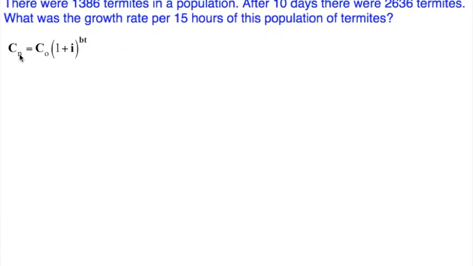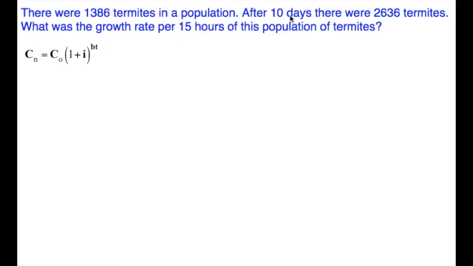Our growth function, C sub n is equal to C sub 0 times 1 plus our growth rate, i, to the power of bt, where b is 1 over the period and t is the time. We have two time units, days and hours, so we have to convert either both to days or both to hours. b is 1 over the P, and the P is 15 hours. It's 1 over 15.